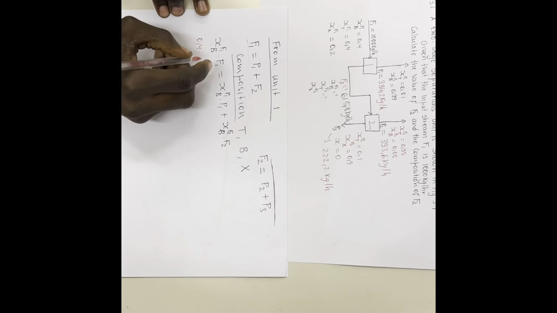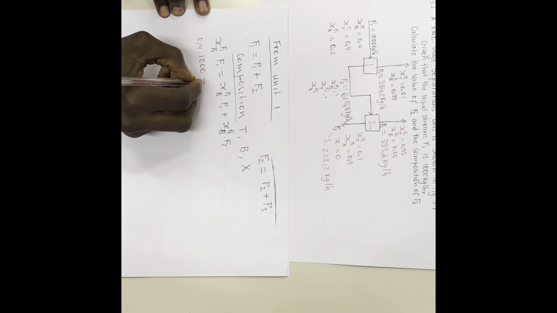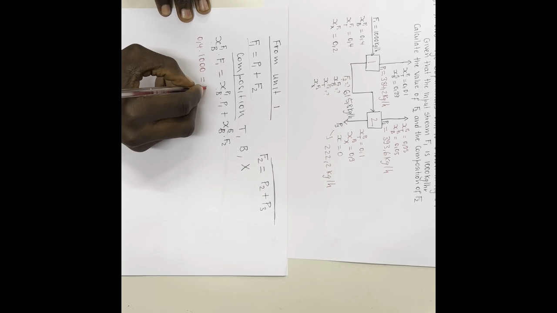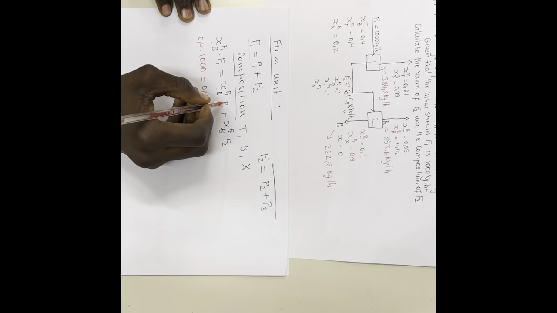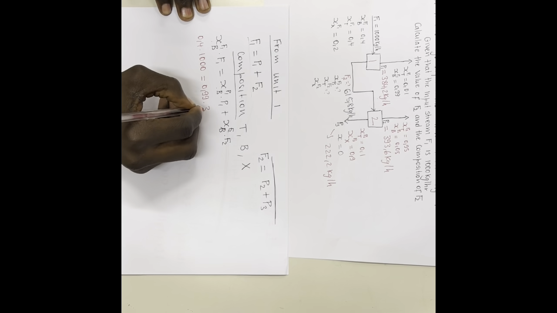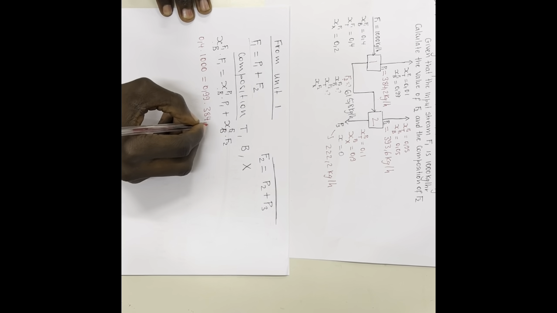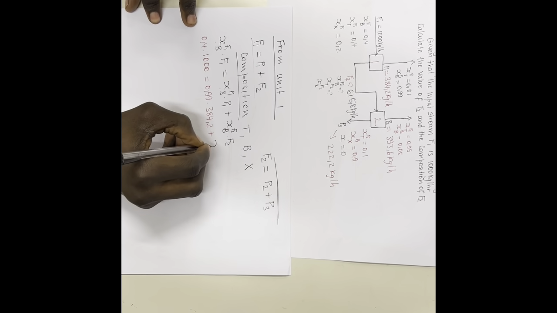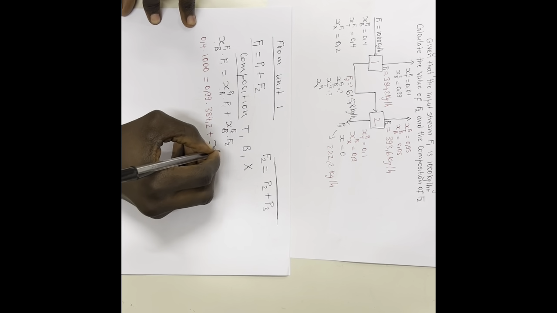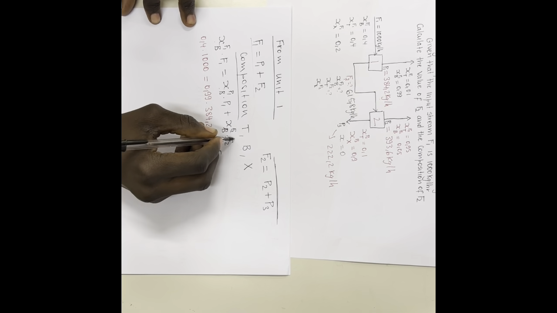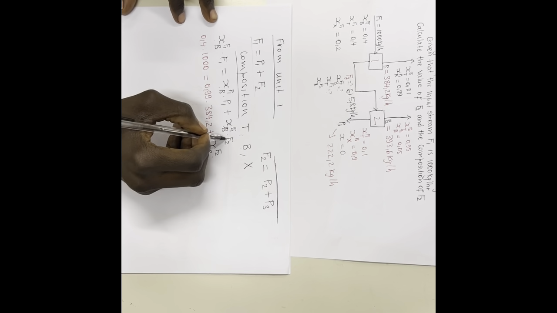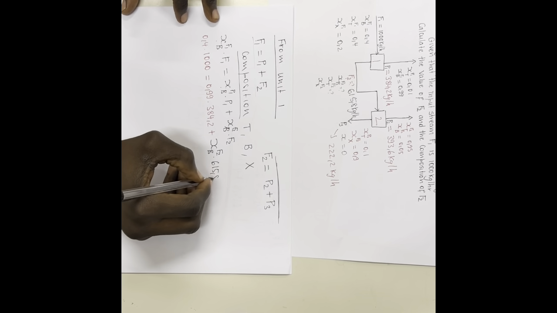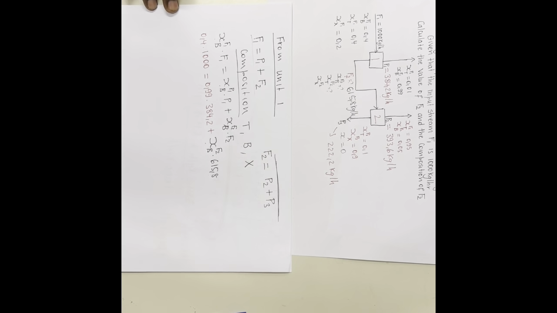What is F1? It is 1,000, so you're going to have 1,000. What is X_B in the first one for benzene? It is 0.99 times P1. P1 is 384.2, plus X_B in F2 for benzene, which we don't know. This is the unknown we are looking for. Times this F2, and we already know F2 is 615.8. So we can solve this very easily, right?